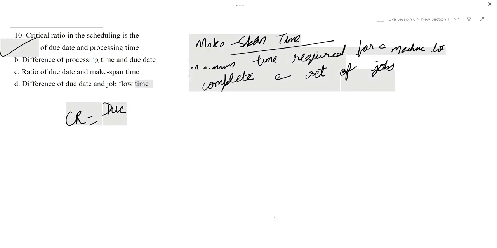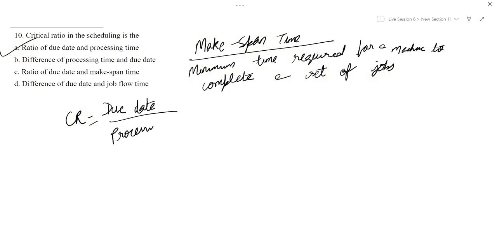Due date by processing time. Now, next we are clear with all the terminologies: due date, job flow, makespan we just learned, processing time, due date.